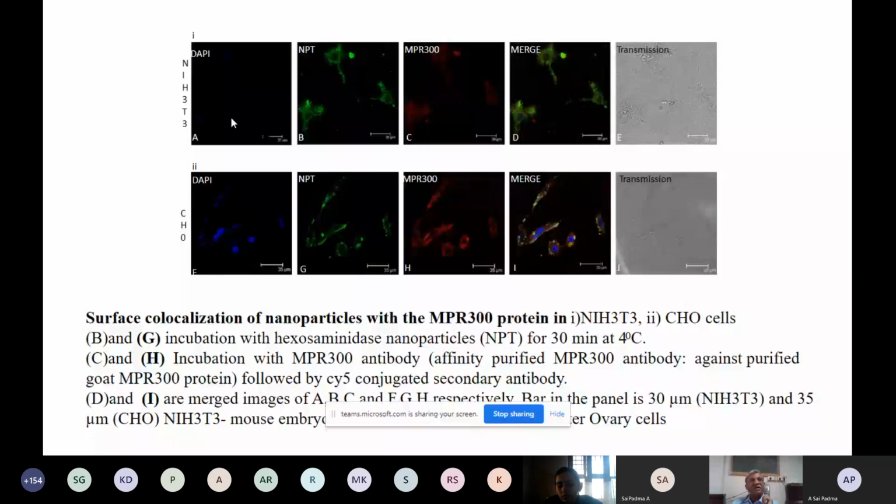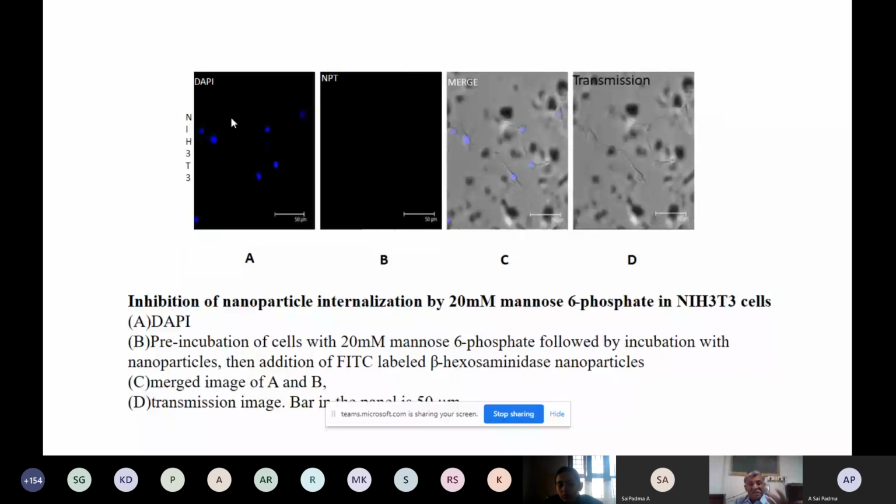And this is highly specific because we did these experiments also in the presence of mannose-6-phosphate, and the mannose-6-phosphate prevents the binding of the nanoparticles to the receptor. You have a high concentration of mannose-6-phosphate pre-incubated with the cells, so that saturates the receptor with the mannose-6-phosphate, thereby preventing the binding of the nanoparticles on the cell surface. This explains that this binding phenomenon is highly specific.